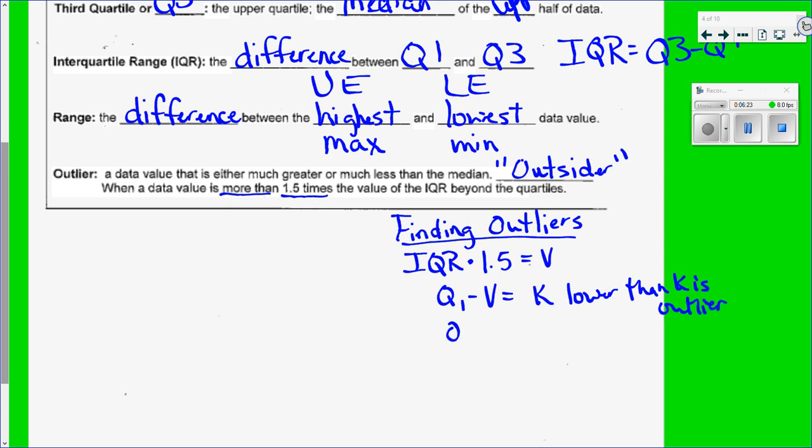The other one that I'm going to do, because I got to check on both sides, I'm going to take my third quartile plus V, and that gives me that second number K. Higher than that value of K is an outlier. So again, I can have outliers on both the upper and lower sides of my data set.